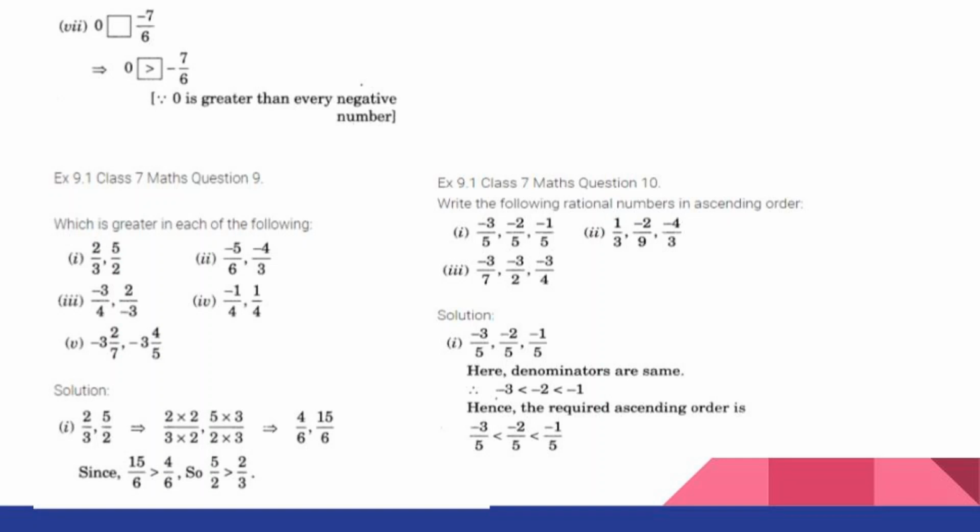Coming to question number 9, which is greater in each of the following. This is the same, you have to make the denominators equal, like you will multiply 2 by 3 with 2 upon 2, and 5 by 2 is also multiplied by 3 by 3. It will become 4 by 6 and 15 by 6. Now their denominators are equal. On the basis of their numerators we can decide which is greater, that is 15 by 6, that is 5 by 2, is greater than 2 by 3.